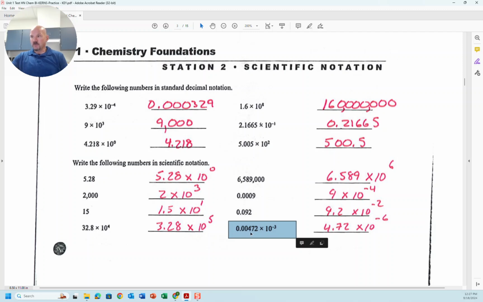So we have to move the decimal place to there, but if I move it to the right 3 times to get to the scientific notation, I'm going to add a -3 to that exponent. So the 10 to the -3 turns into 10 to the -6. Okay.